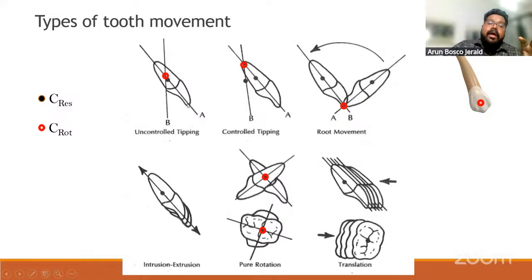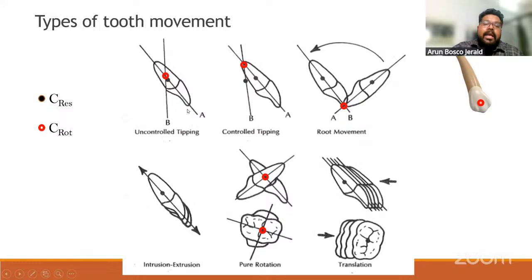Now, if the tooth is moving as shown in the first figure, see the first figure, this is the position A. Position A shows the long axis of the tooth. Position B shows the post-movement position.